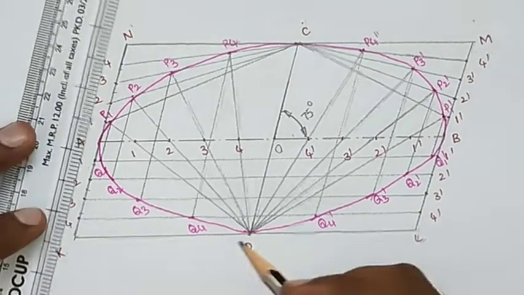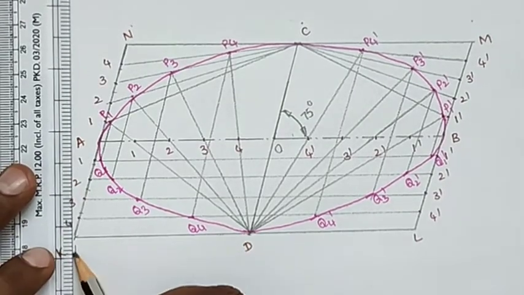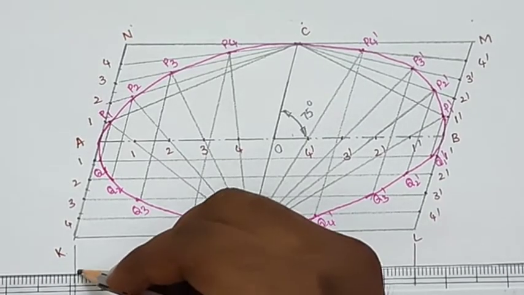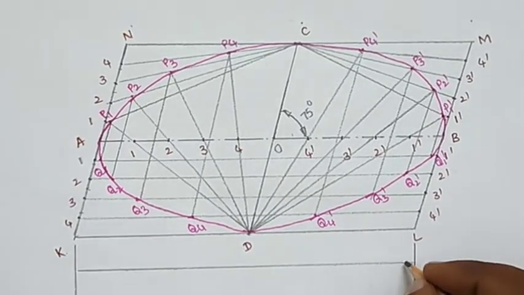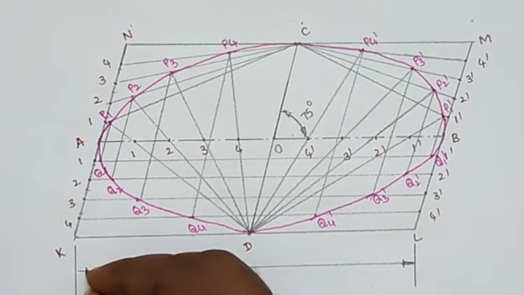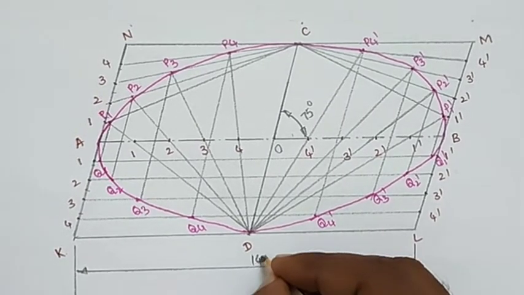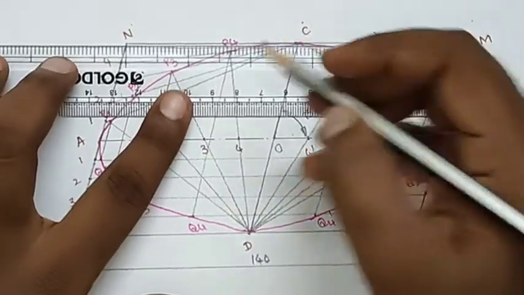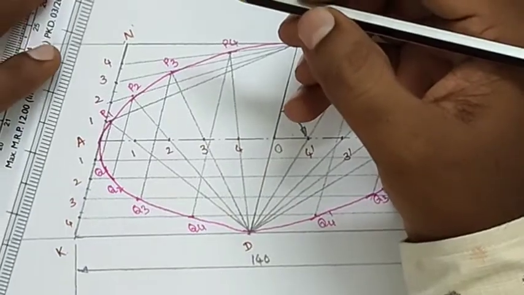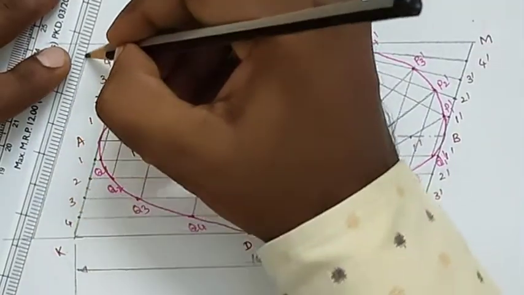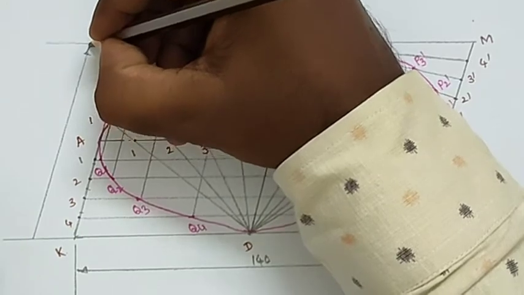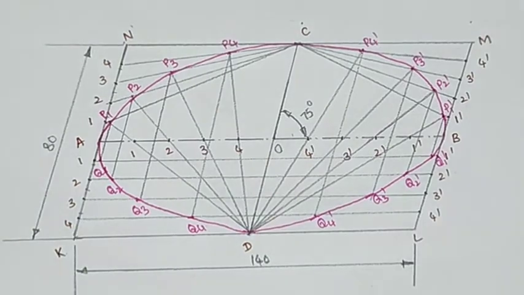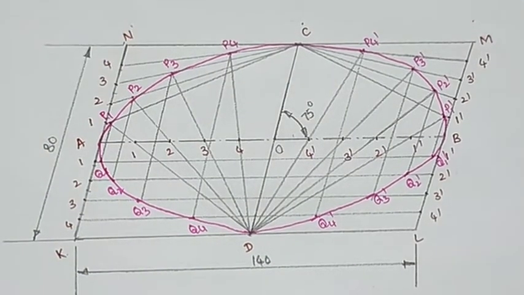After drawing the ellipse, we'll give the dimensioning. The major axis dimension is 140. Here you can mention that dimension. And the minor axis dimension you can also represent in an inclined manner in this direction. This dimension should be 80 mm. So like that we will construct an ellipse by using the parallelogram method.